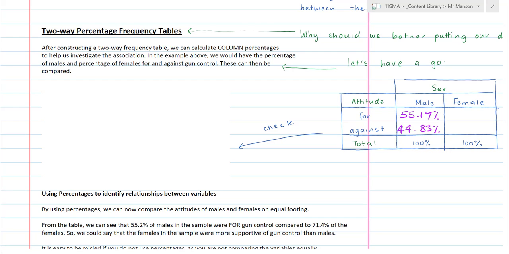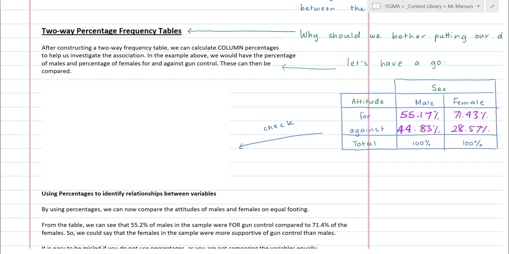times by 100, and that's 71.43, which leaves us with 28.57% who are against. And these sum up to 100, but now it's a better representation.